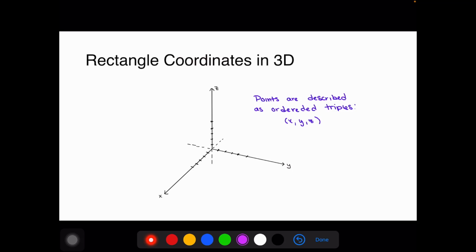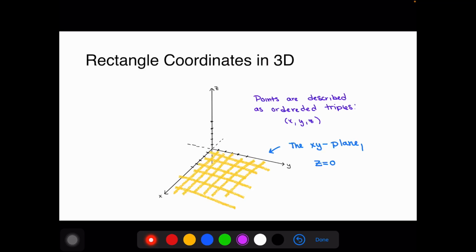We're going to describe our points now as ordered triples instead of ordered pairs. So we'll always list the x, the y, and then the z coordinate. Let's see, a little bit of vocabulary.